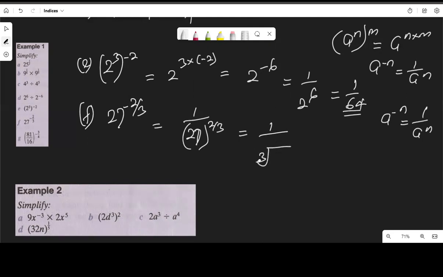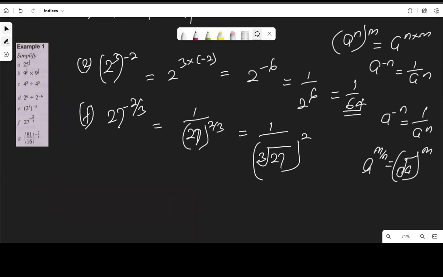Because of the 3, we take the cube root of 27, then to the power of this 2 here. That is, I'm applying the law that says a to the power of m over n is equal to the nth root of a, then to the power of m. So doing that here, we have the cube root of 27 is 3. I have 1 over 3 squared, which is 1 over 9.